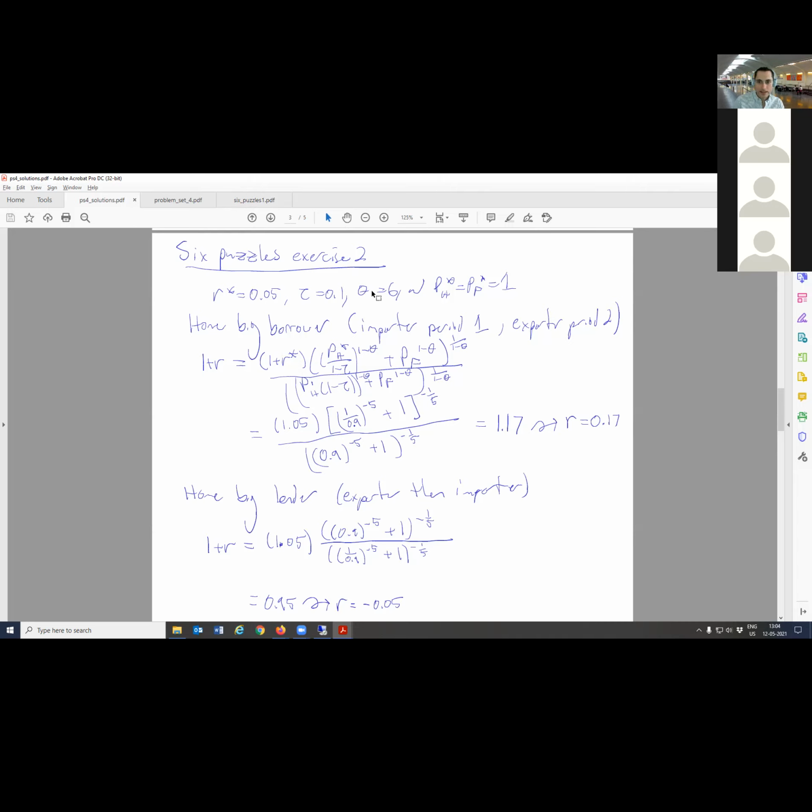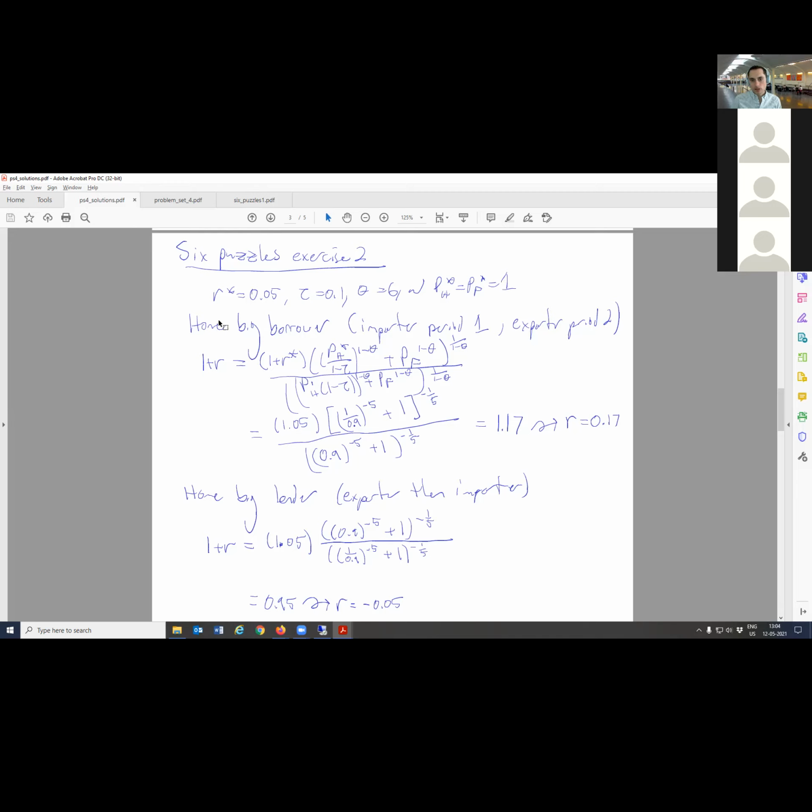Okay. Theta is equal to 6, which implies a markup. This is the elasticity of substitution between goods, so it implies a markup of 20%. That's all that you need to know about that. And then finally, we've assumed that the prices abroad are just 1, just to keep things simple.